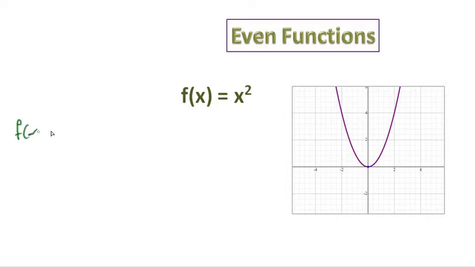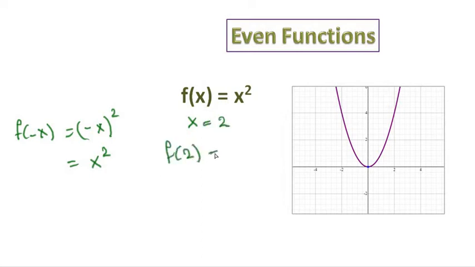F of negative x equals negative x squared. This is equal to x squared because when you square a negative number, you always get a positive answer. If we try this for a number, let's say that x equals 2, for example. F of 2 equals 2 squared, and that's 4. F of negative 2 is negative 2 squared, and that's 4 again. So f of 2 and f of negative 2 are equal. Then we say that the function is even.